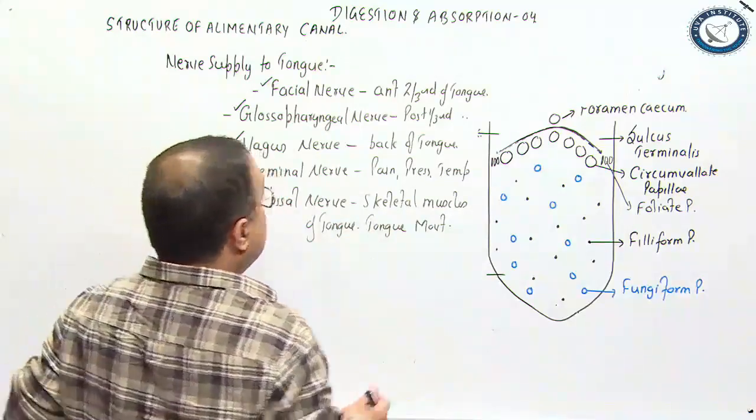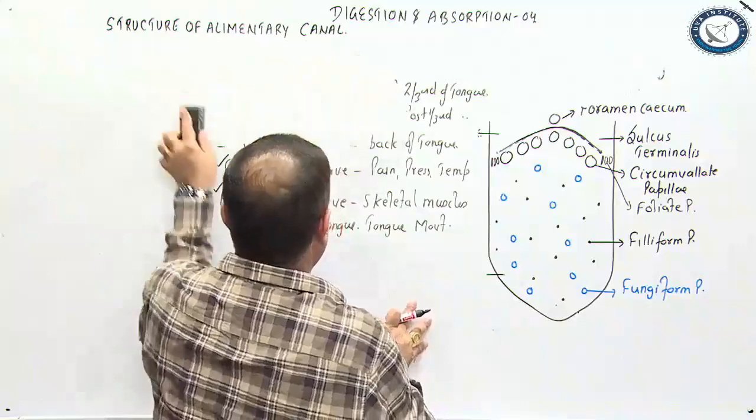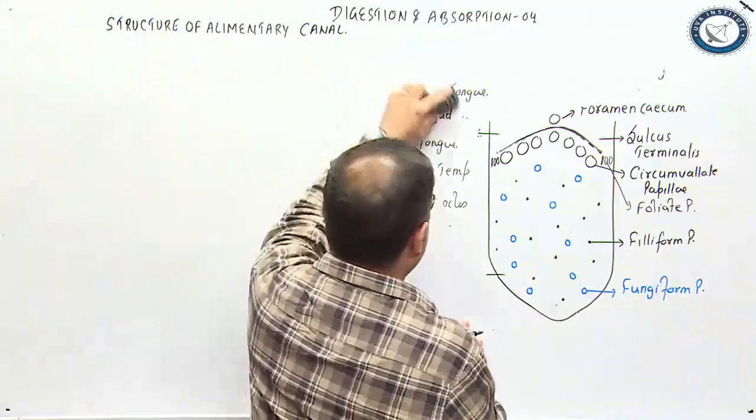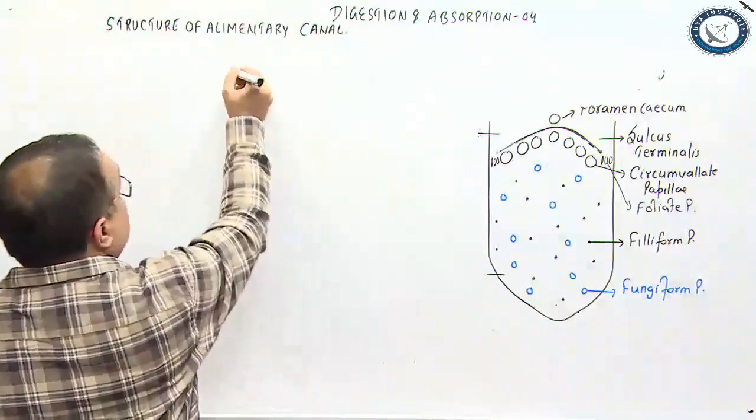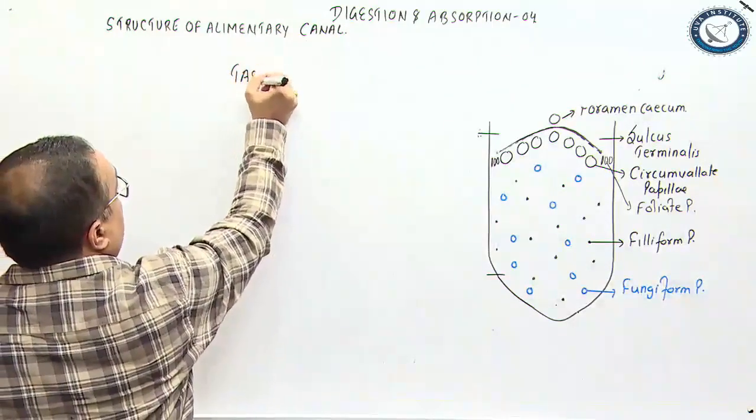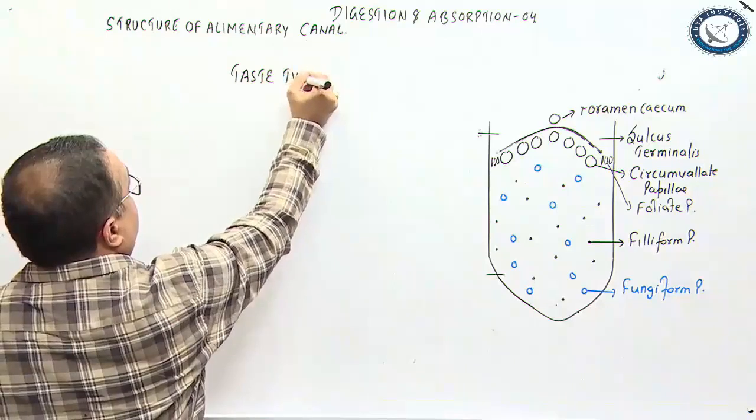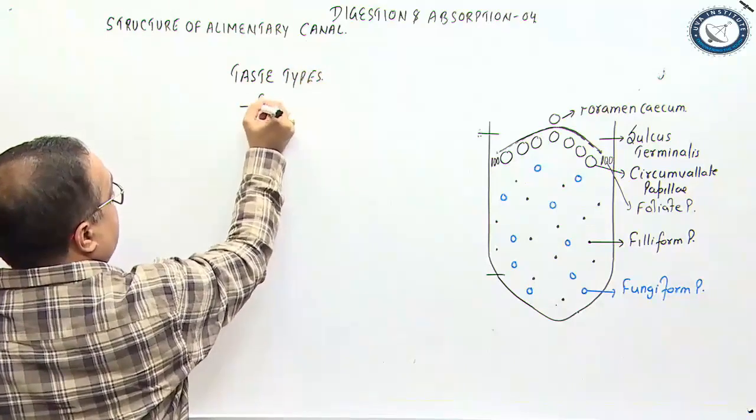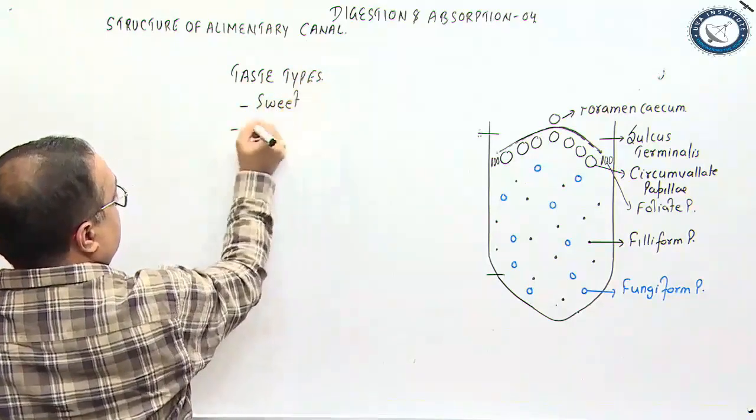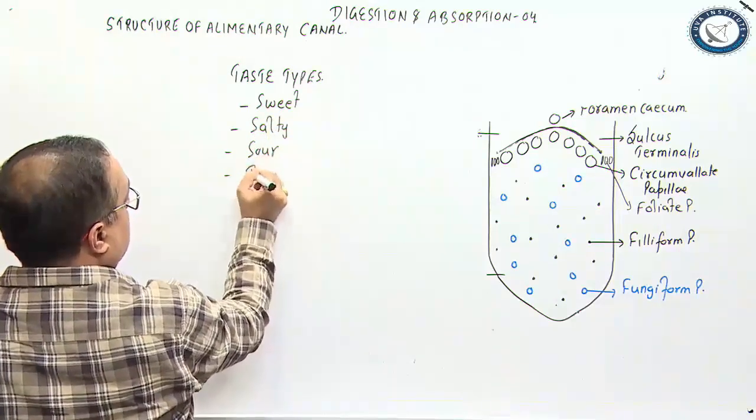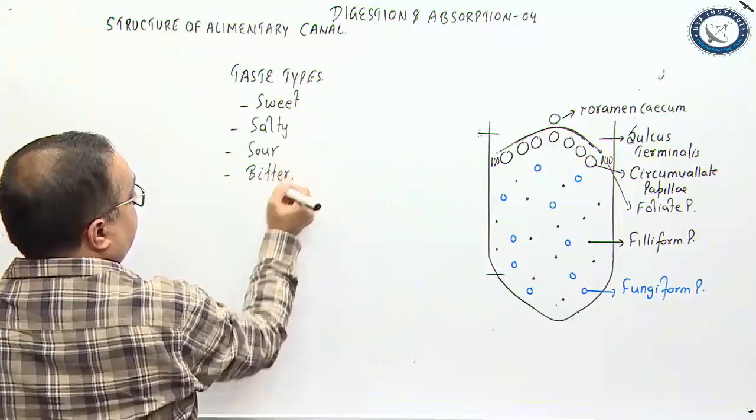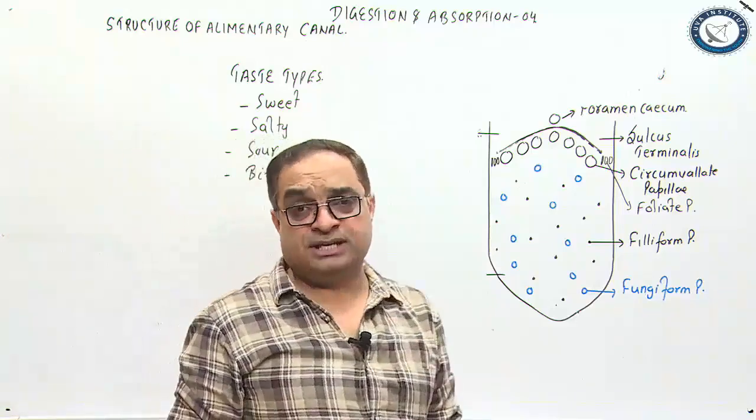Now, we just discussed about taste buds, and I told you that there are different types of taste buds. Now let's see what are the different taste types or the taste modalities which our tongue can detect. Sweet, salty, sour, bitter. These are the basic 4 types of tastes.